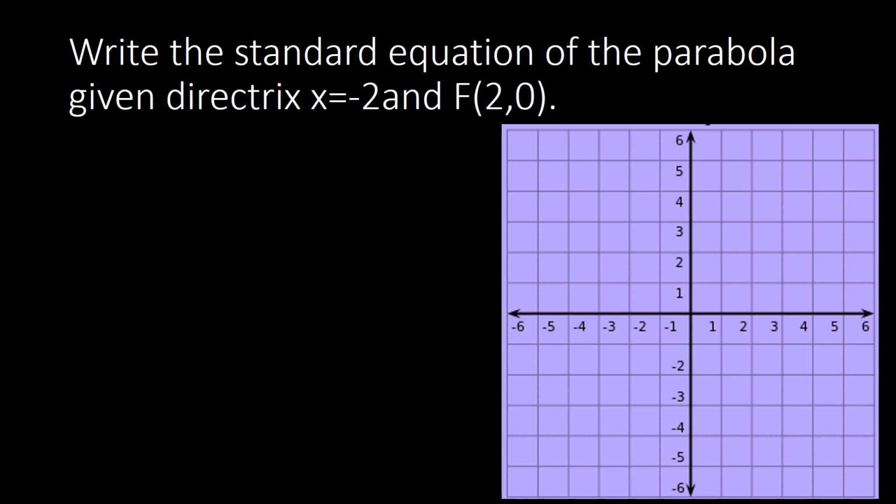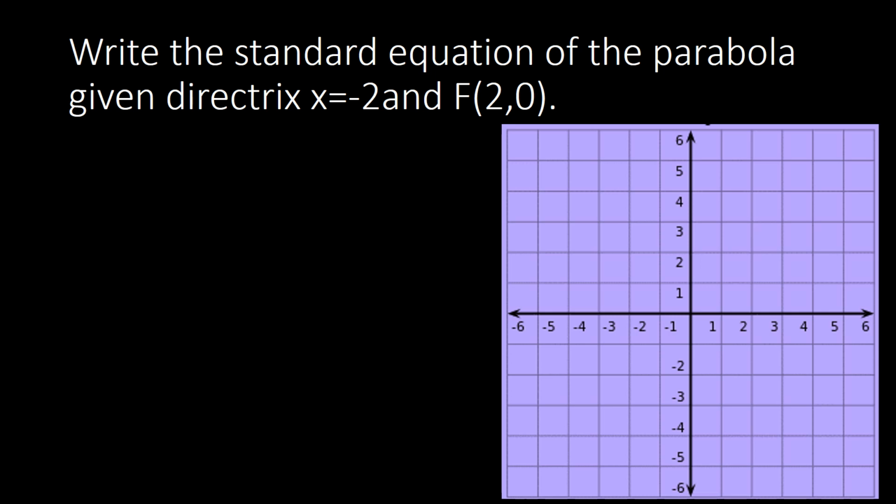Let us now write the standard equation of the parabola with the given information of the directrix, which is x equal to negative 2, and our focus, which is (2, 0). So again, we are going to plot all the parts mentioned here on our Cartesian plane. We have the directrix at x equal to negative 2.